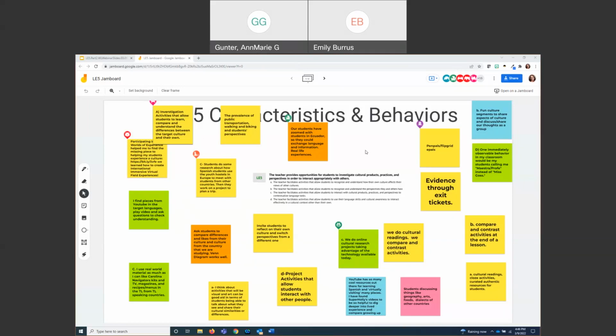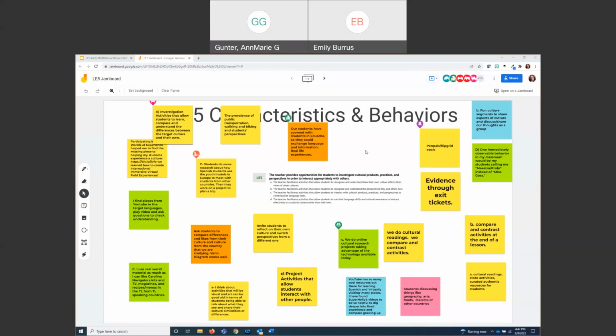Thank you so much for sharing all of these great ideas. Please take a moment and look at all of the activities and things that are happening in classrooms. We have several people talking about comparing and contrasting different types of products, practices, and perspectives, and really helping their students see their own culture through new eyes, as well as learn about the variety of cultures that they're studying about through the language that they're learning.